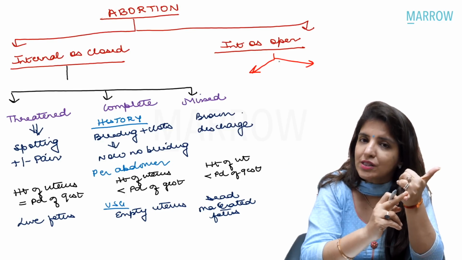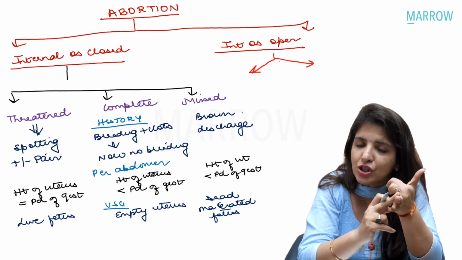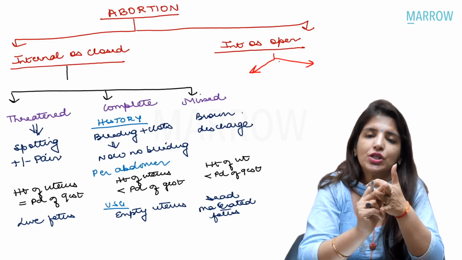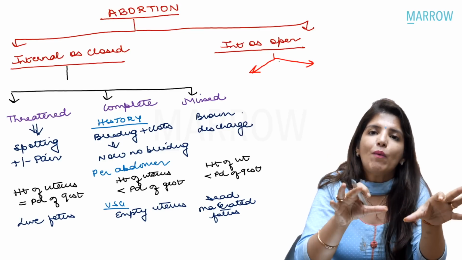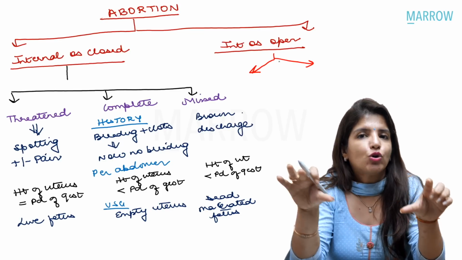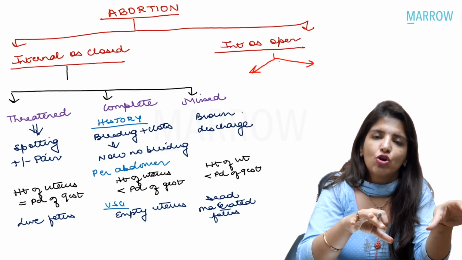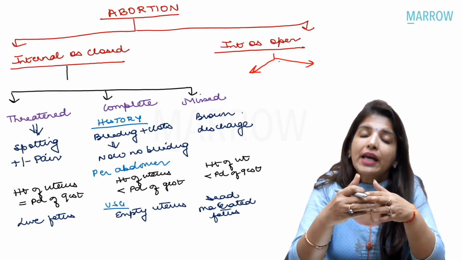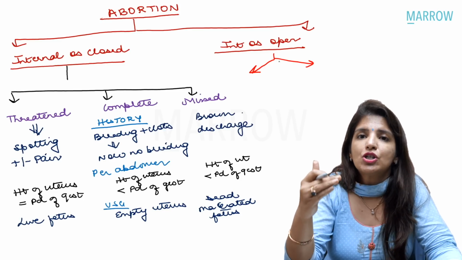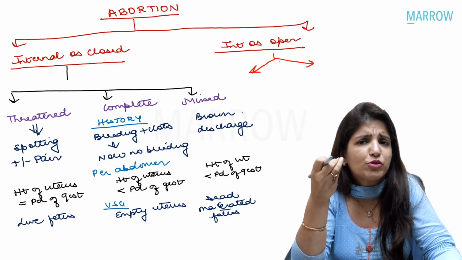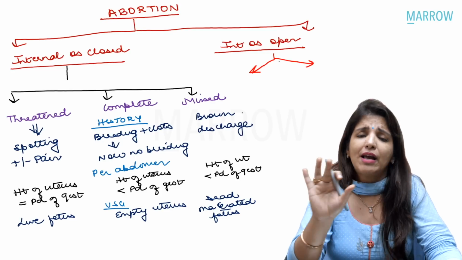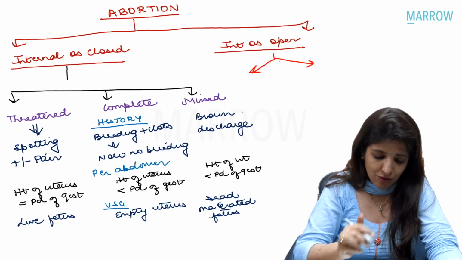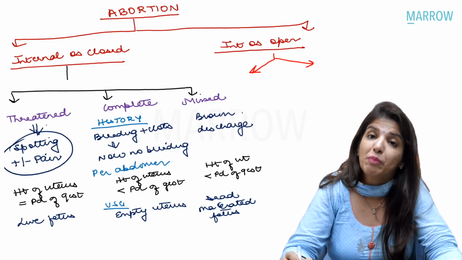In threatened abortion, internal os is closed. In complete abortion, the internal os is closed. And in missed abortion, internal os is closed. Number 1 indication which tells me which out of these 3 is the diagnosis is the history of the patient. In case of threatened abortion, the patient is going to say that just a few drops of blood came out. There may be pain, there may not be any pain, right? So there will be spotting plus minus pain.